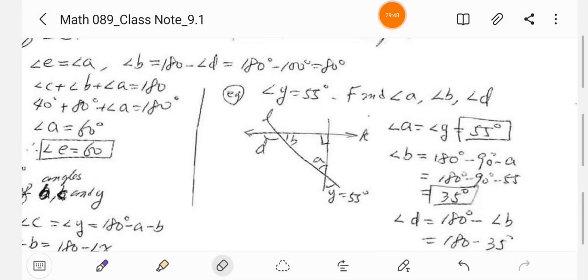Okay, let's check the next one. Y is 55. Define angle ABD. Okay, A is same as y. So A will be 55, right? Okay, and then this is 90 degrees. So angle B will be what? So angle B plus 55, so adding up these three angles, plus 90 should be what? 180, right?